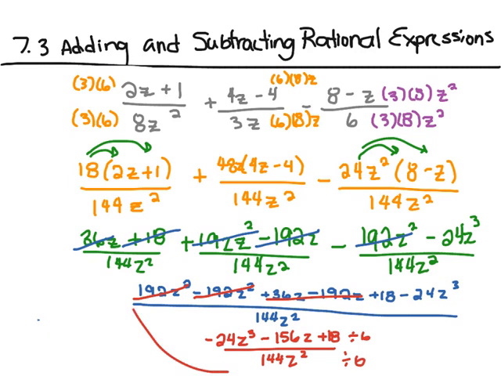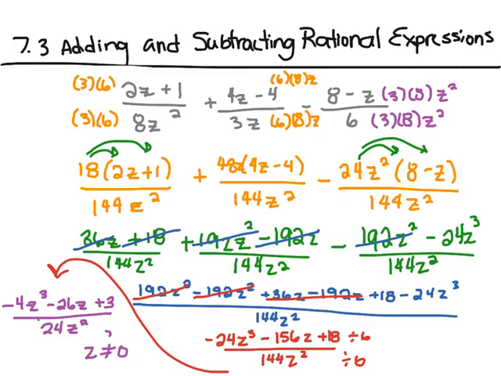I'm going to write the answer over here. So our final answer should be negative 4z cubed minus 26z plus 3 all over 24z squared when z cannot equal 0. And we didn't do that at the beginning, but z cannot equal 0 from this.